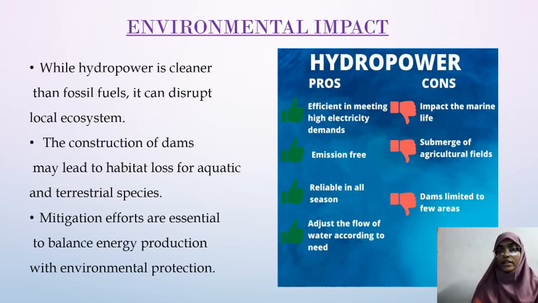Here are some pros and cons of a hydropower plant. Pros: efficient in meeting high electricity demand, emission free, and reliable in all seasons, because water is available in all seasons. It can also adjust the flow of water according to need. Cons: it impacts marine life, as we discussed earlier. It will harm aquatic animals, and there are some other cons.